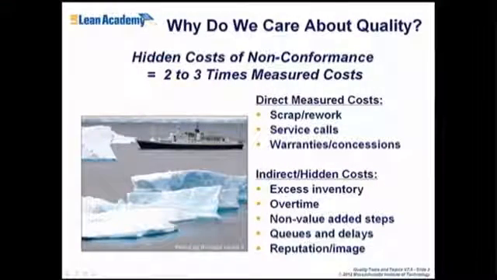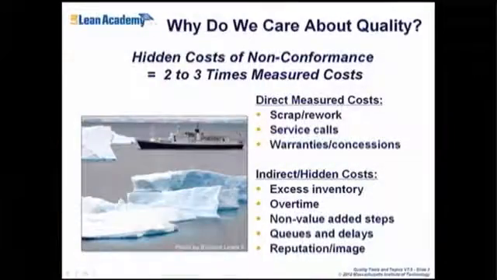So why do we care about quality? I always have to start with that. A lot of times the cost of poor quality is directly measured in items like this: how much scrap or rework do I have on a project? How many service calls do I have to make to fix something that's broken? What are the costs of fulfilling a warranty or other concessions that you have to make to customers when your product doesn't work? But it turns out that the hidden costs or the indirect costs of quality can be 2 to 3 times as large as your direct measured costs. So if you think the direct measured costs are large, really what your organization is spending on poor quality is enormous, because it's much, much bigger than that.